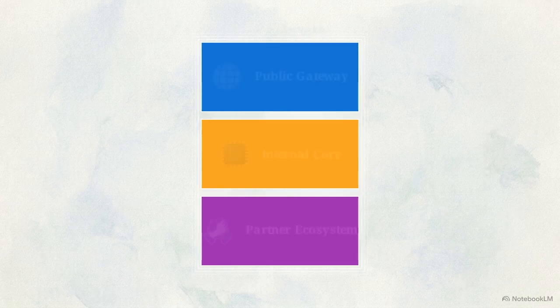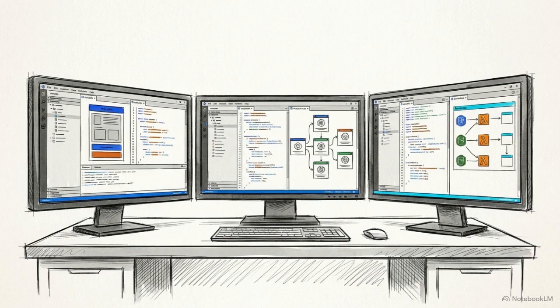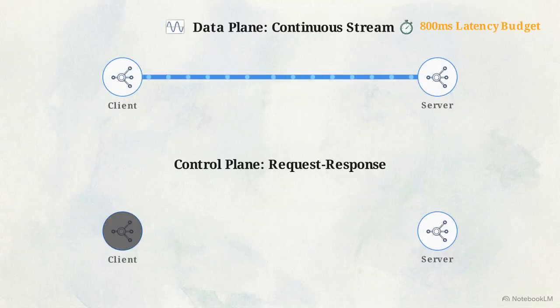Our target architecture is a real-time conversational AI platform. It begins as a black box, isolating internal operations. Splitting it open reveals three boundaries: the public gateway for external traffic, the internal core for heavy compute, and the partner ecosystem for third-party models. Solving the latency constraint across these boundaries requires a polyglot interface approach. We must match the specific protocol to the physical constraints of the data it carries.